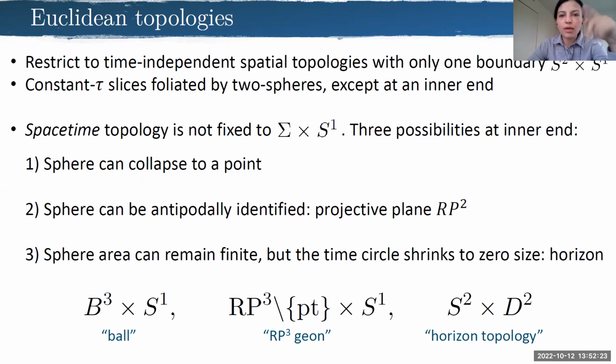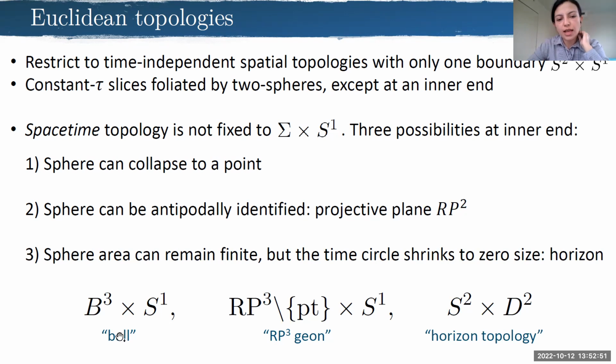And there is only one boundary, the system boundary, that specifies the canonical data. And each constant tau time slice is foliated by two spheres. But at the inner point of that foliation, three possibilities can happen. The inner sphere can collapse to a point. For that case, we have the topology of a ball plus a spun.